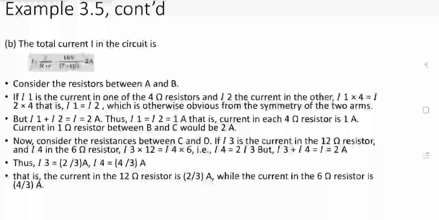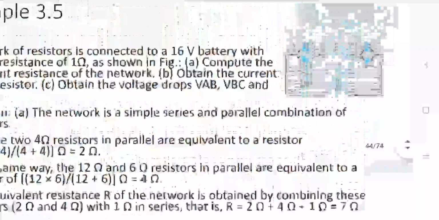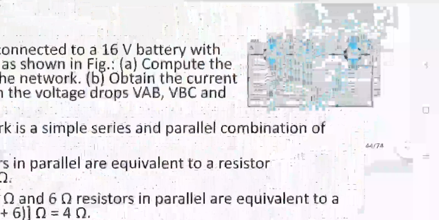Now this 2 ampere current reaches point B. Between B and C a single 1 ohm resistor is available, in series, so the same current is flowing through it. So between B and C, from the 1 ohm resistor, 2 ampere current is flowing. Now at point C, two resistors are again available in parallel, 12 ohm and 6 ohm. Again in parallel the voltage remains the same.